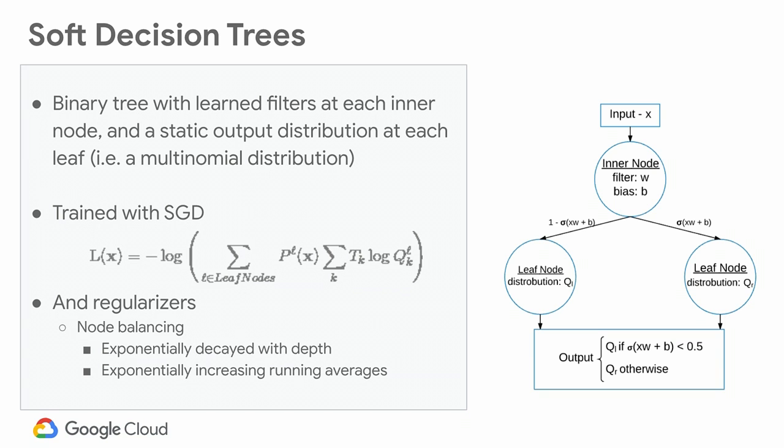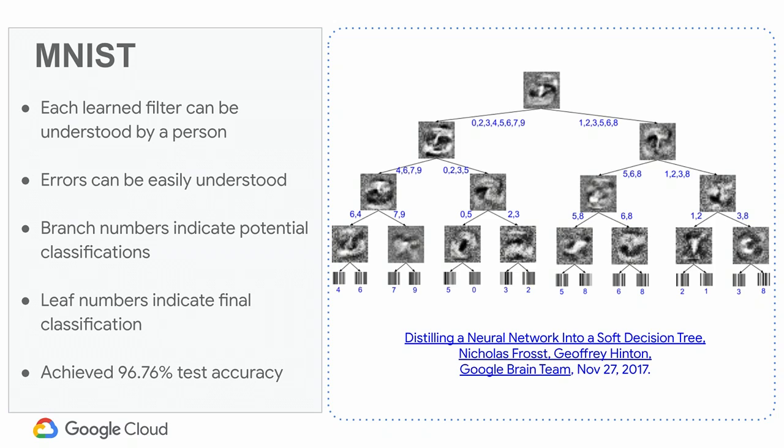So a binary decision tree that has learned filters at each of the nodes is basically a multinomial distribution function. Then you run a stochastic gradient descent on that, which is the backpropagation algorithm by which you learn a deep learning network, using an equation like that when you sum a multinomial distribution over all layers of the network. So we took the MNIST data, and the learned filters can be understood by a person, and errors can be easily understood. The branch numbers indicate the potential for the classification. This is classification of digits, okay? Then the leaf number indicates the final classification.